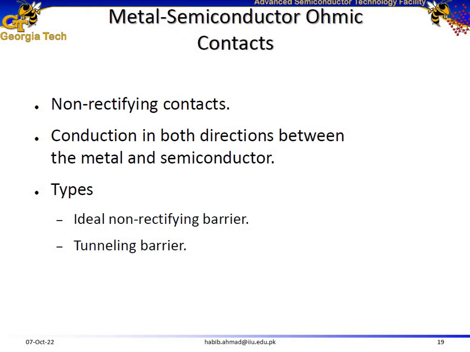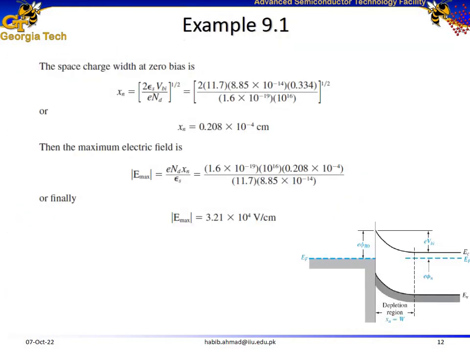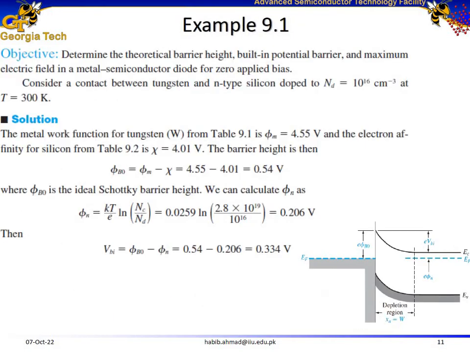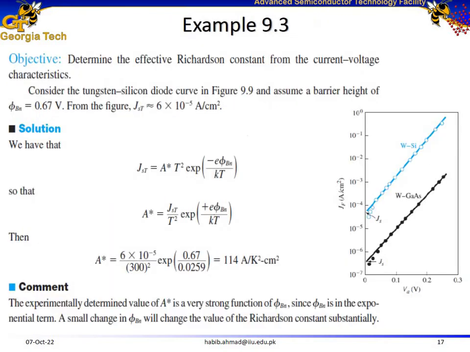Let me go back to the rectifying contacts, to this plot over here, or let us consider it under forward biasing. Slide number 15. Under forward biasing, there is a small barrier for electrons to flow into the metal, but there is a big barrier for current to flow from the metal to the semiconductor. So we are allowing flow of current just in one direction. In this contact, that's why this is called a rectifying contact.